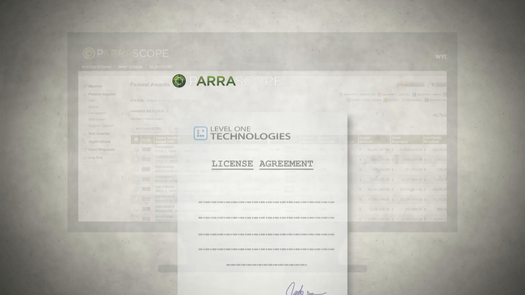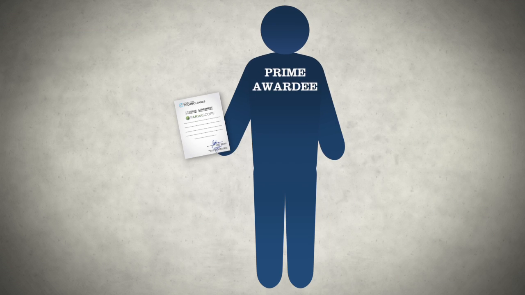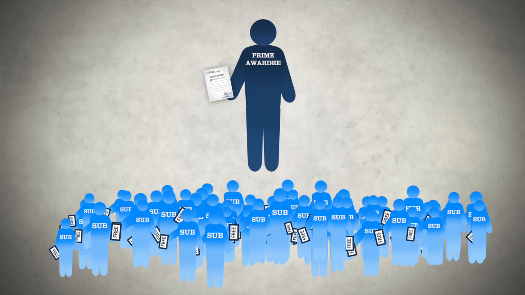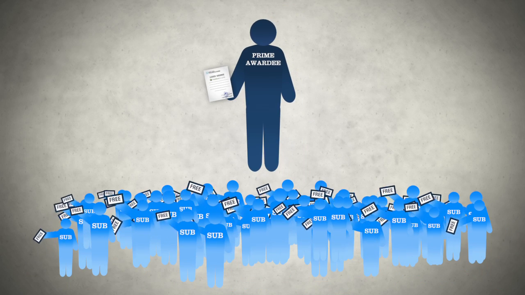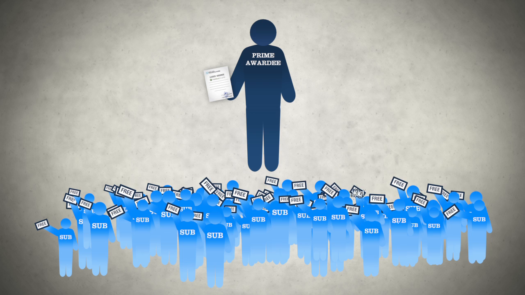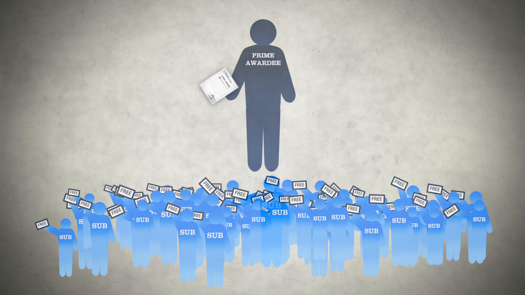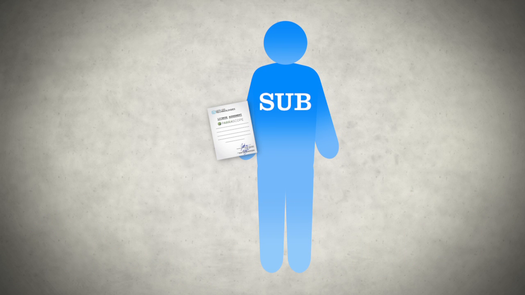Most importantly, Parrascope is affordable. In most cases, prime awardees such as states or agencies may purchase a license to use the system, which allows their subawardees to use the system free of charge. Subawardees without a prime sponsor can also use the system for a nominal fee based on volume.